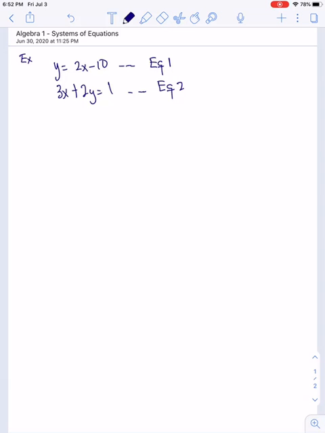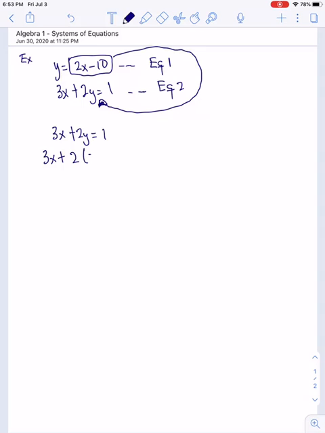For this problem, we have y as a product, which is 2x minus 10. What we're going to do is plug this product into the second equation for y and solve for x. So by rewriting equation 2, it's going to be 3x plus 2y equals 1. And I'm going to plug in y, which is going to be 3x plus 2, parentheses 2x minus 10, equals 1.